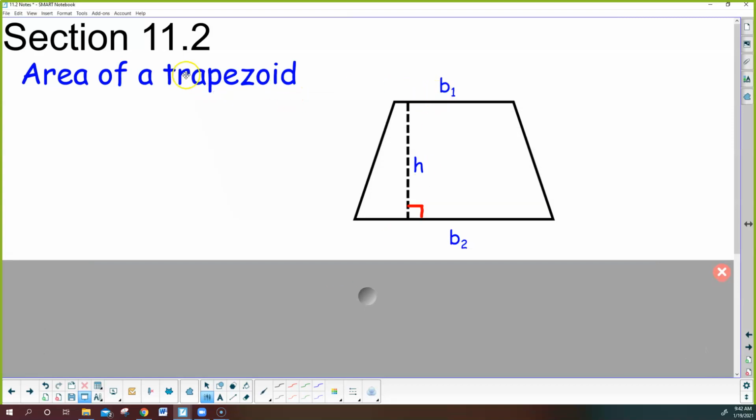Okay, we have the area of a trapezoid. Now we're going to talk a couple of different things on how to view trapezoids. So I'll give you a second to write this down. And you may or may not know the formula for this. I'm going to show you one way that we can come up with the formula.